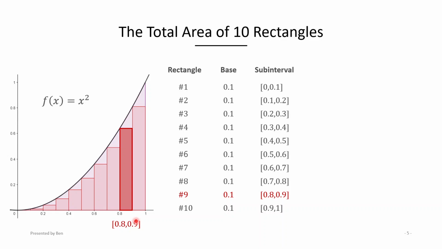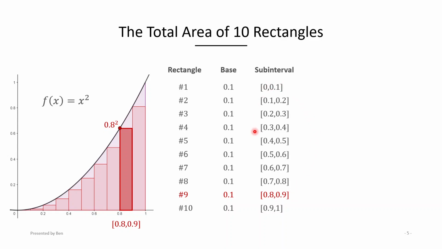Then how about the height? We can see that this red rectangle's top left corner touches the curve. So this point is also a point that lies on the curve. This means the height will be the function value of this point, the left end point of the sub-interval, right? So it will be 0.8 squared. And this is a very general pattern for all the rectangles. The height is the function value of the left end point of the sub-interval.